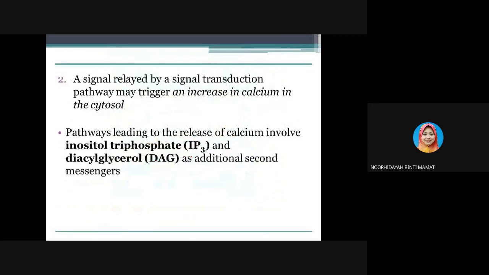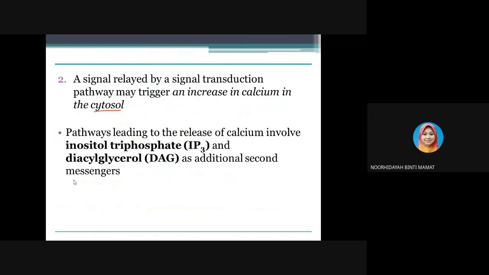Second, the signal relayed by a signal transduction pathway may trigger an increase in calcium in the cytosol. The pathway leading to the release of calcium involves IP3 and also DAG, diacylglycerol, as additional second messengers.